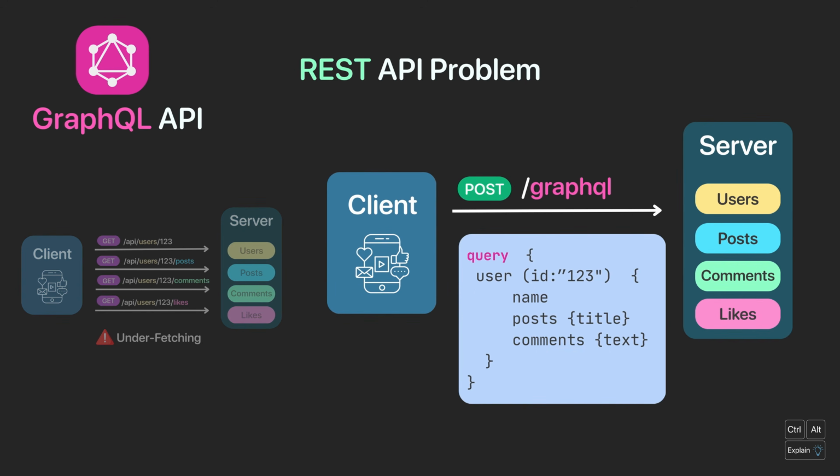Instead of chasing each resource through separate endpoints, the client sends a single query to one GraphQL endpoint and asks for the exact shape of data it needs. The user, their posts, their comments, all nested inside one request. The server then returns one complete, structured response. No underfetching, no extra requests, just the data you asked for.